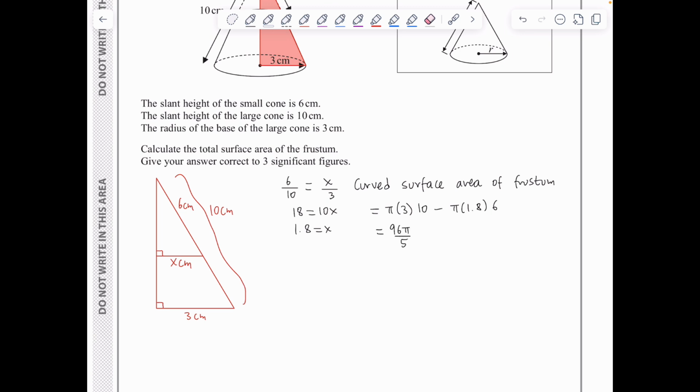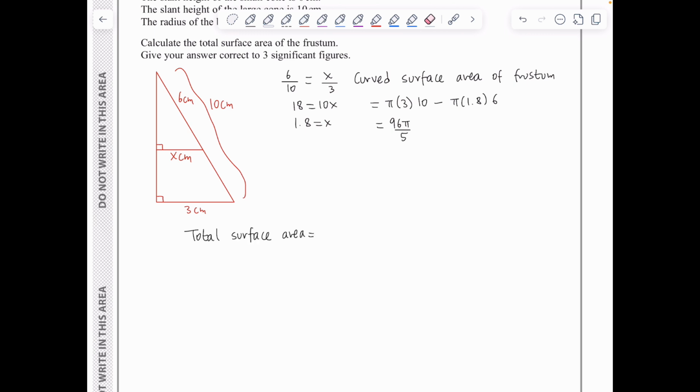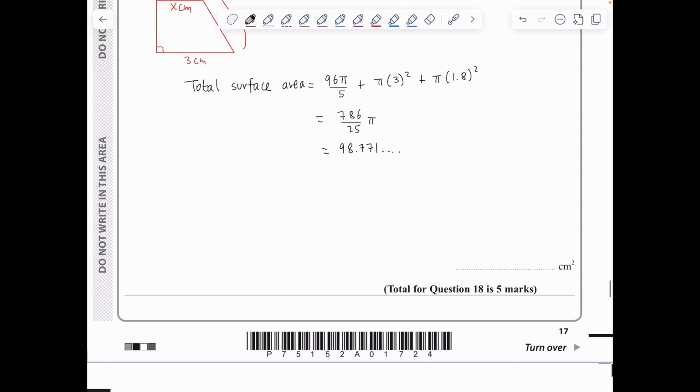And we can therefore proceed with the total surface area of the frustum, which is given by the curved surface area we just found, plus the area of the base, which is pi r squared, so pi times 3 squared, plus pi times 1.8 squared. This is the top circle. This gives an answer of 786 over 25 pi, which when evaluated numerically is 98.771..., which correct to 3 significant figures is 98.8 square centimeters.